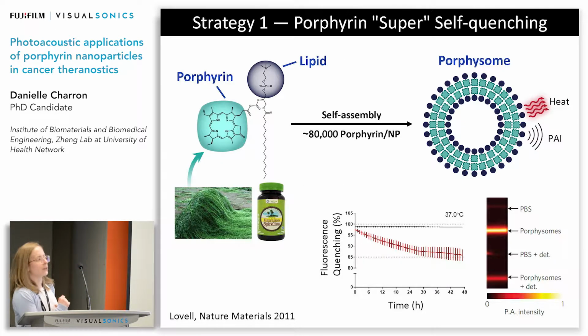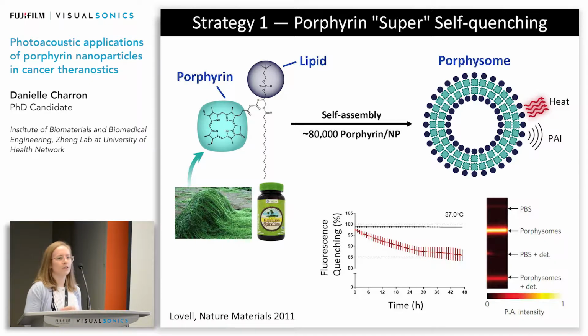So the first strategy that we used to create a photoacoustic probe, this is our flagship nanoparticle. It's called the Porphysome, out of porphyrin and liposome. So what we did is we take the porphyrin from algae. You can actually buy spirulina algae and just eat it as a supplement. And we conjugate it to a lipid.